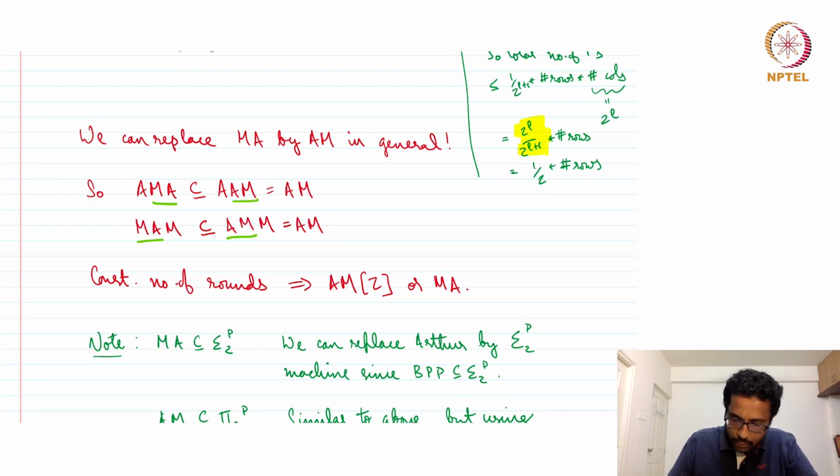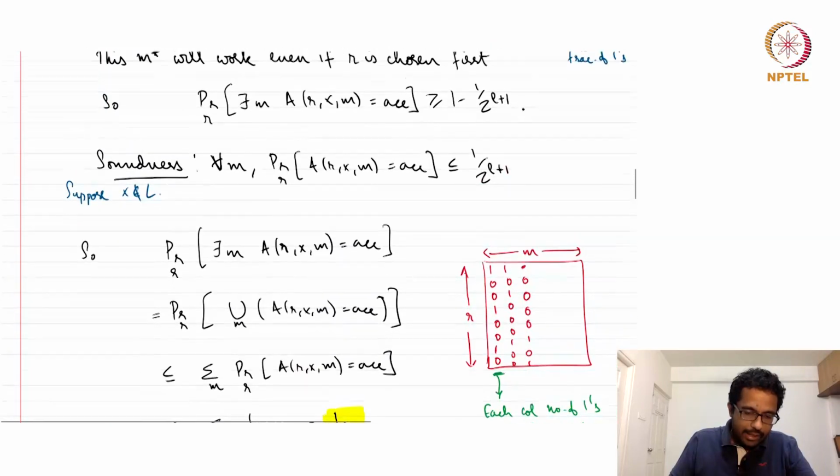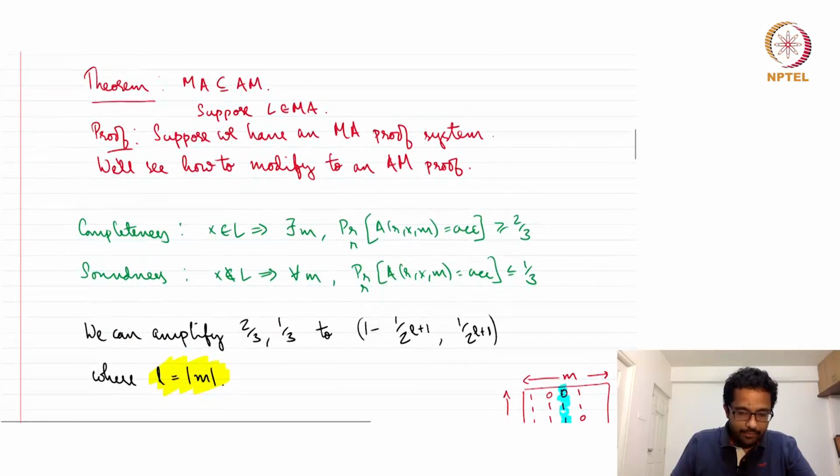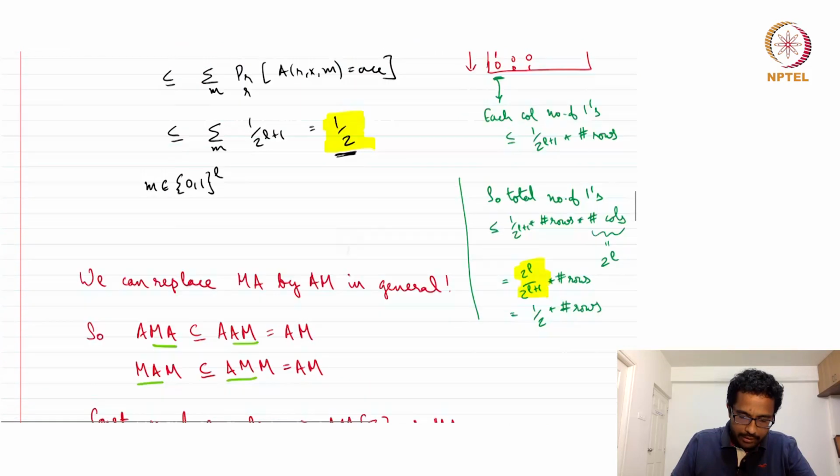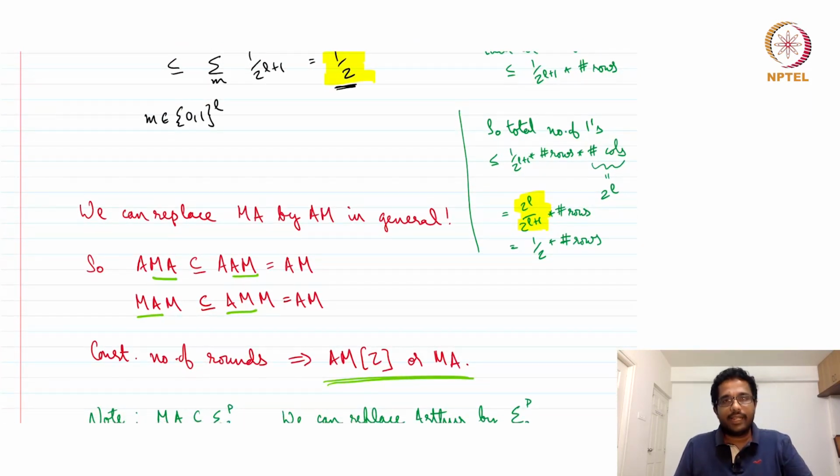So either AM or MA. MA is at most as powerful as AM, and we have this proof that constant round protocols are either AM or MA.